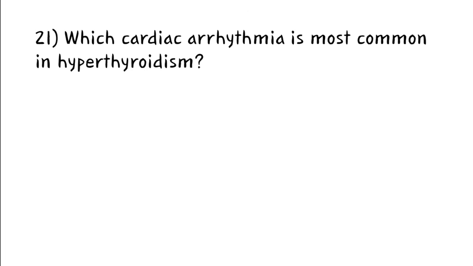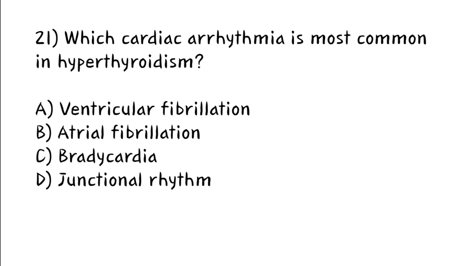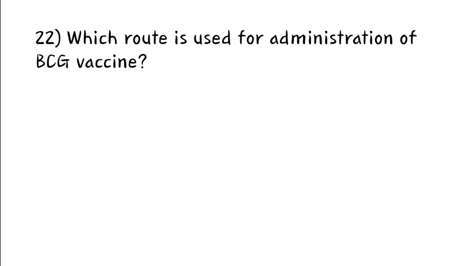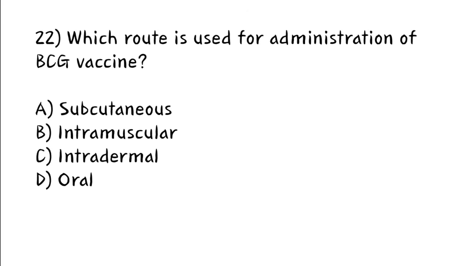Which cardiac arrhythmia is most common in hyperthyroidism? Ventricular fibrillation, atrial fibrillation, bradycardia, junctional rhythm. Correct answer is option B, atrial fibrillation. Which route is used for administration of BCG vaccine? Subcutaneous, intramuscular, intradermal, oral. Correct answer is option C, intradermal.